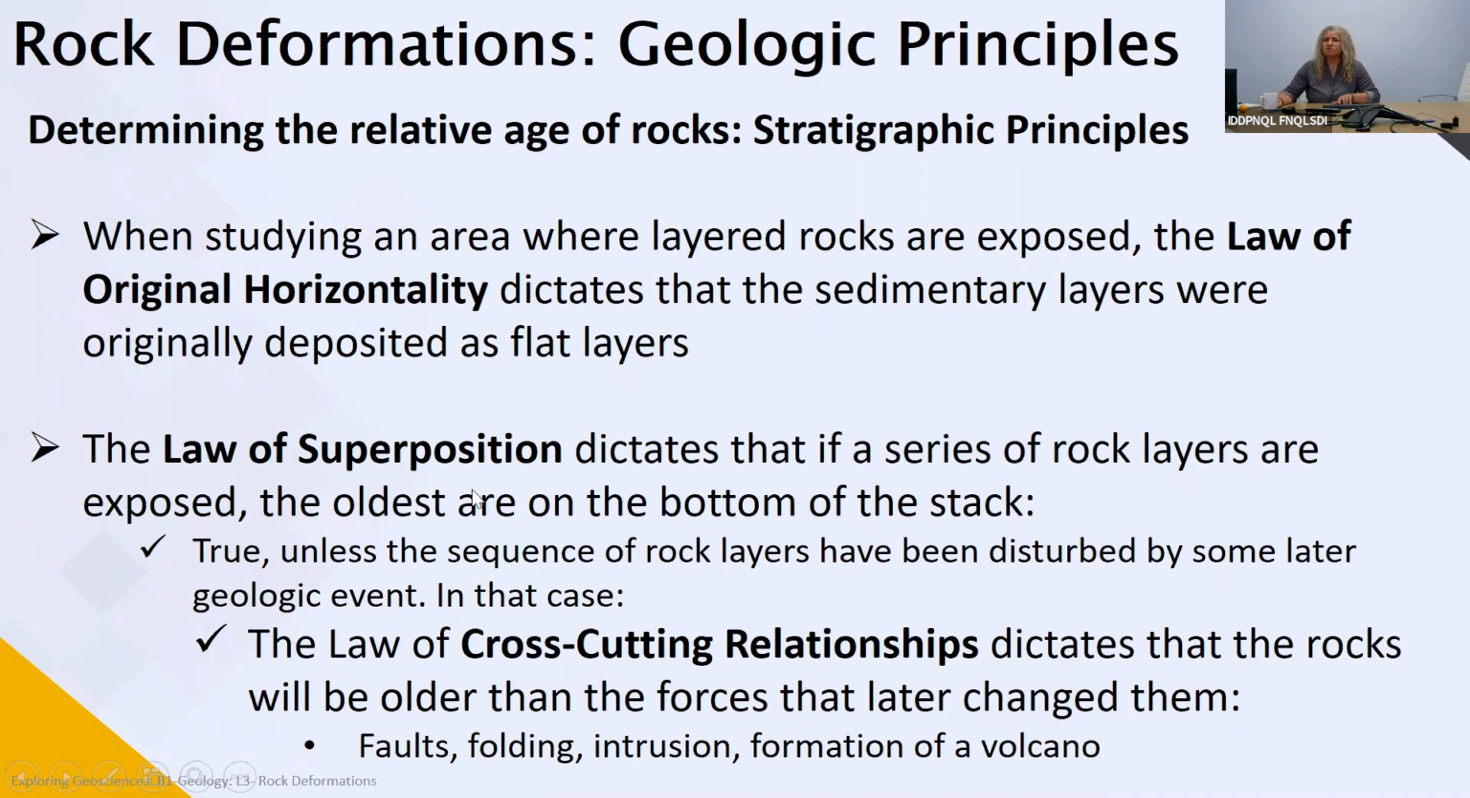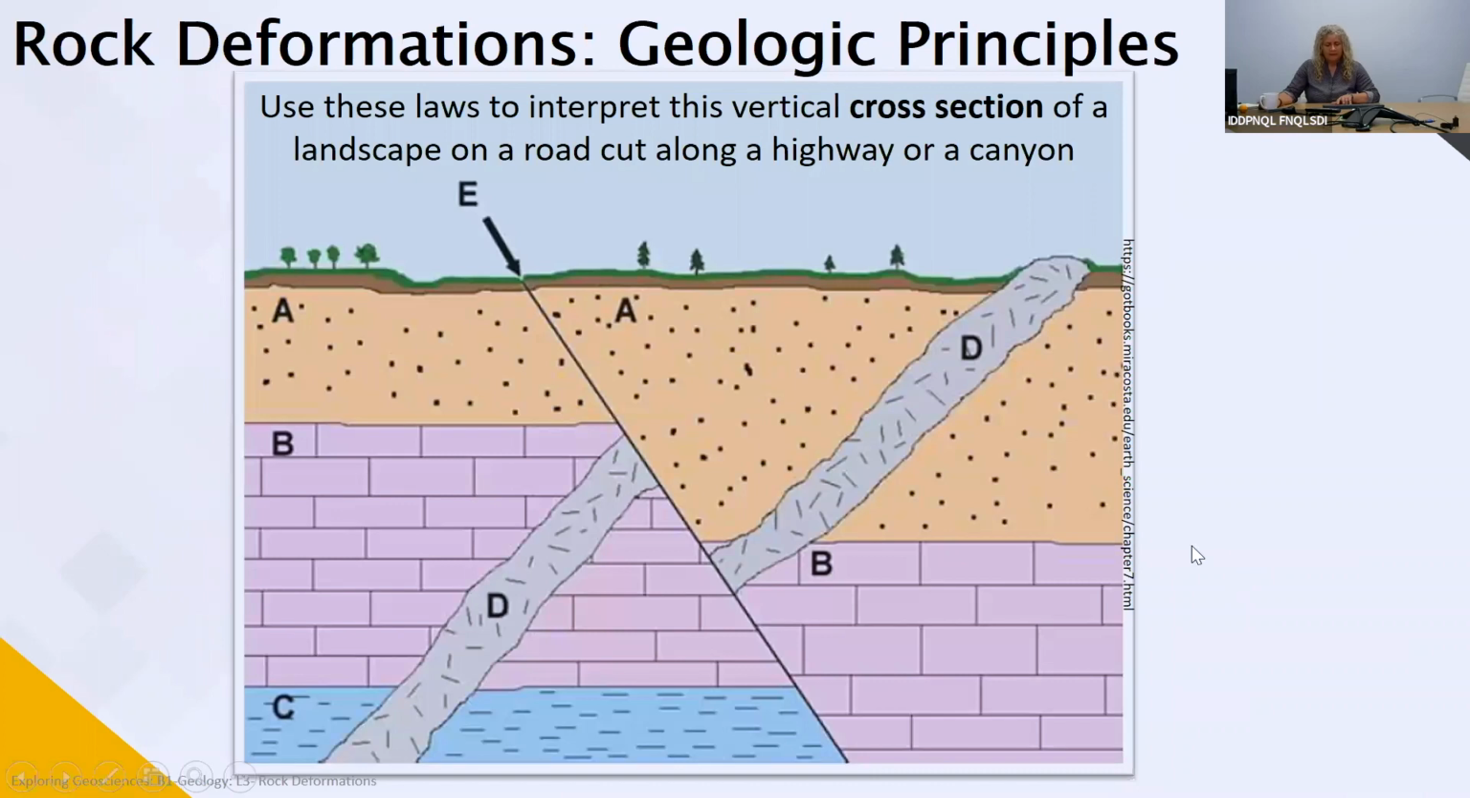So in that case, we will also apply the cross-cutting relationships law, which dictates that the rocks will be older than the forces that later change them. So whatever cuts through, like a fault, whatever folds them, intrudes into them, and any formation from a volcano. So if we take this image, it is a simple way to understand these relative ages.